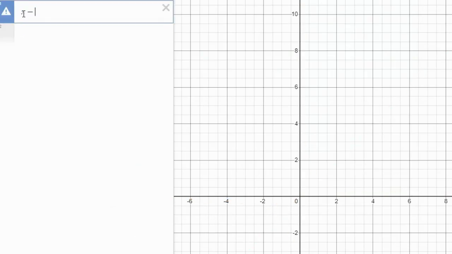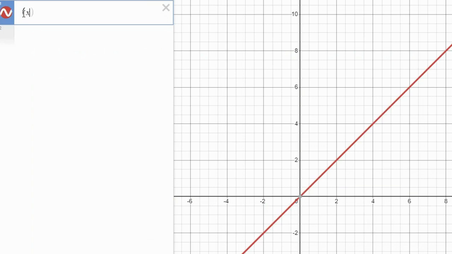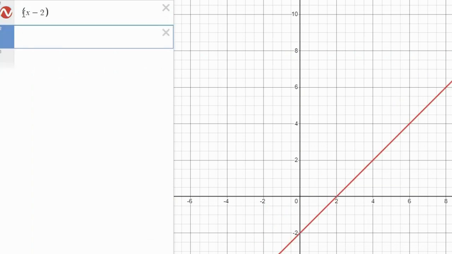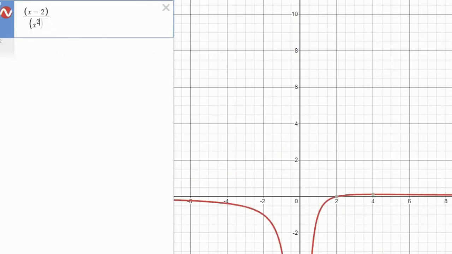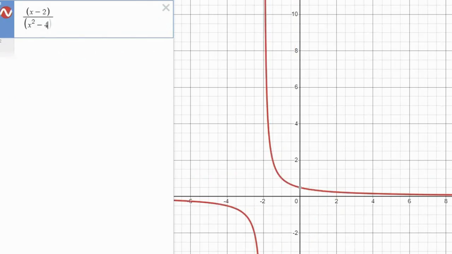What is x minus 2 divided by, oh, I have to put that in parentheses. If I don't put the x minus 2 in parentheses, it won't put the whole thing in the numerator, divided by x squared. See, we can see there are two asymptotes here.